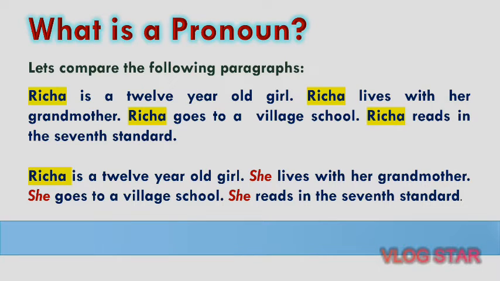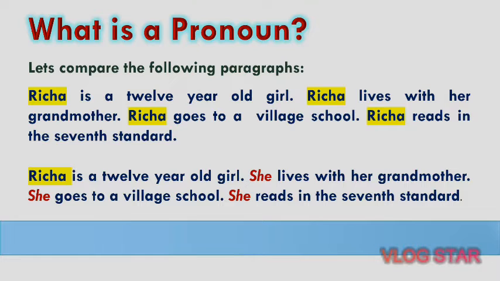And in the second paragraph, it's given: Richa is a 12-year-old girl. She lives with her grandmother. She goes to a village school. She reads in the 7th standard. Now, if we compare the two paragraphs, you will see that the noun Richa has been used as many as 4 times in the first paragraph. And as for the second one, it has been used just once.